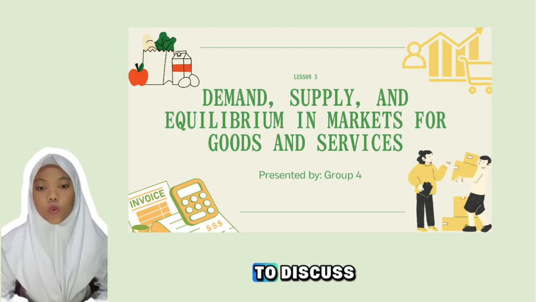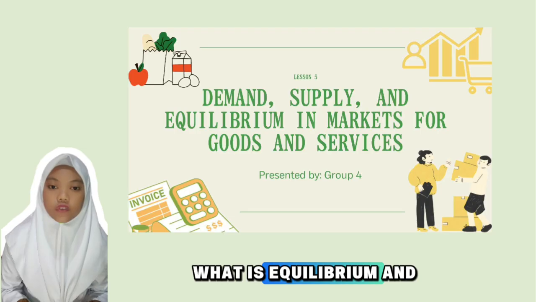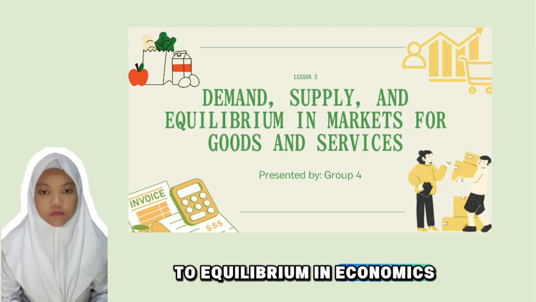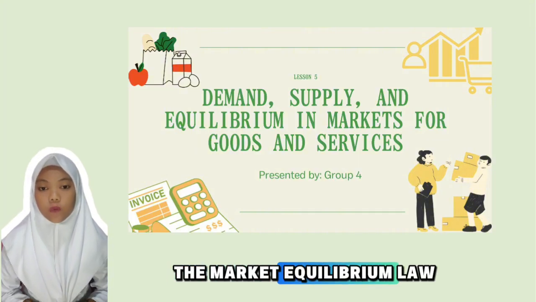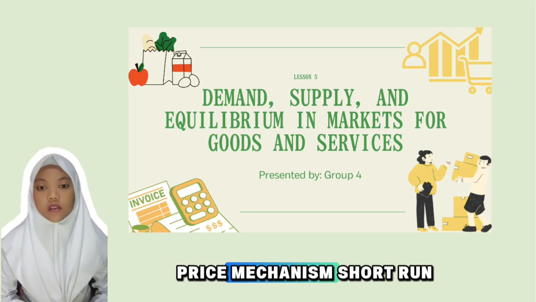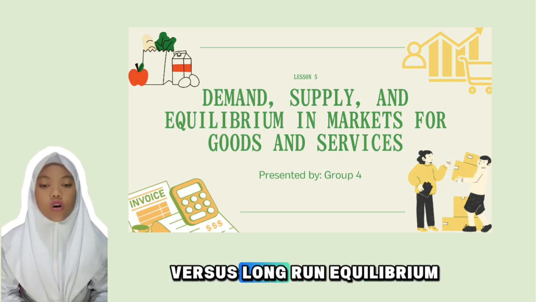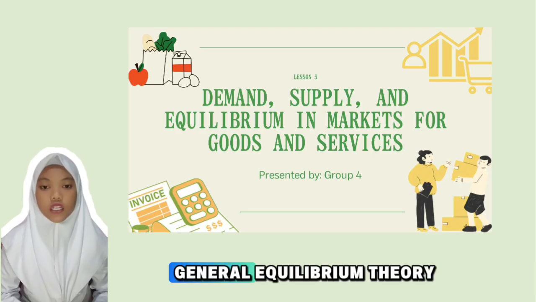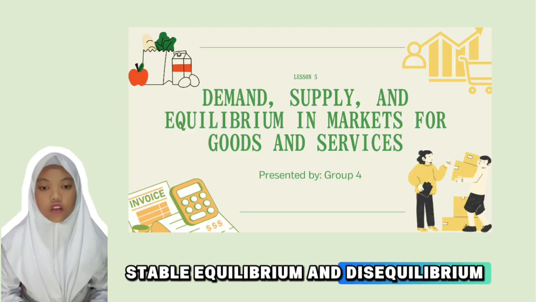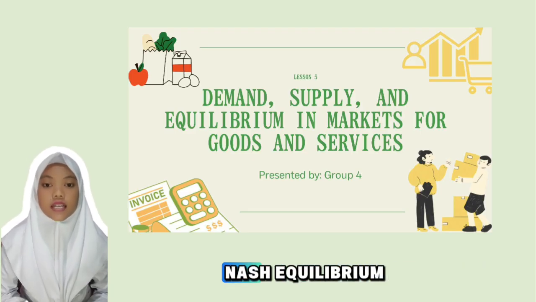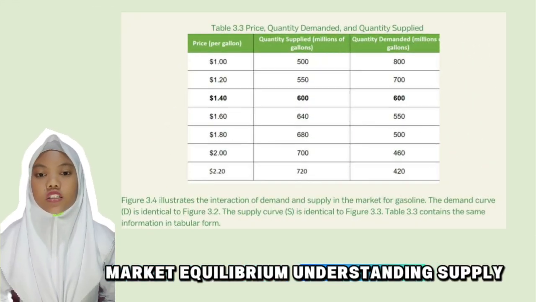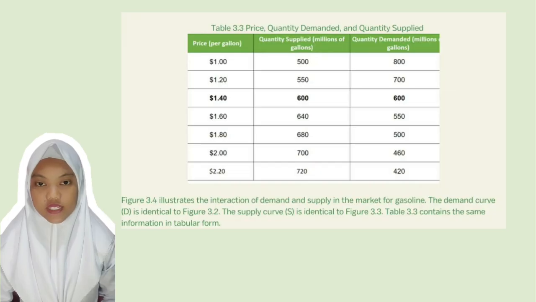So today I am going to discuss what equilibrium is and some key theories related to equilibrium in economics: market equilibrium, law of supply and demand, price mechanism, short run versus long run equilibrium, general equilibrium theory, stable equilibrium and disequilibrium, and the last is Nash equilibrium. Market equilibrium: understanding supply, demand, and prices.